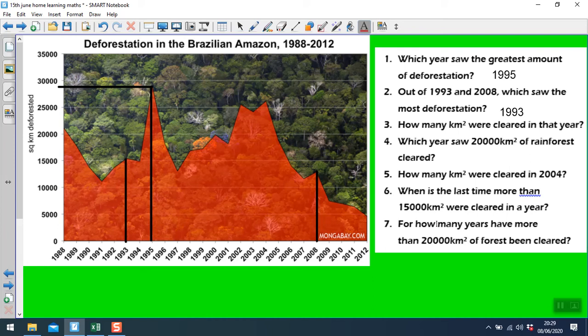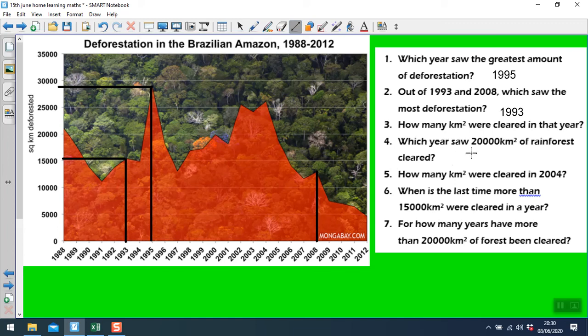How many kilometres squared were cleared in that area? In that year, sorry. So the area that was cleared in kilometres squared. And that's in 1993. So in 1993, I've got the line going across, it's 15,000 kilometres squared of trees disappeared in 1993, and that's crazy.